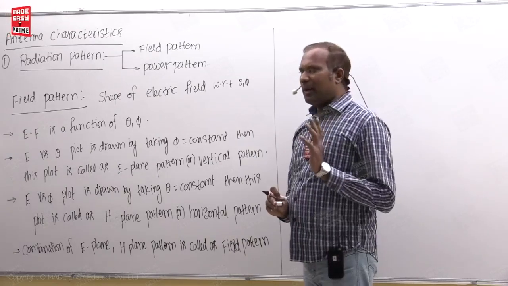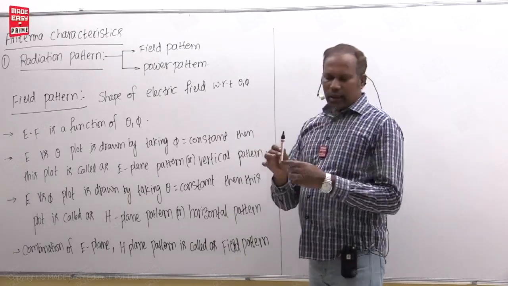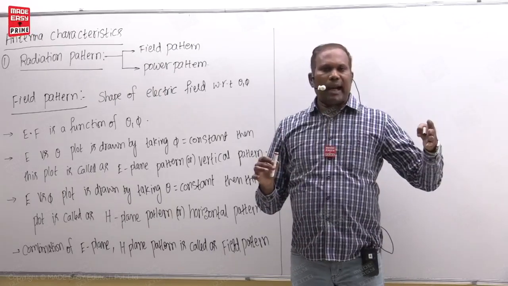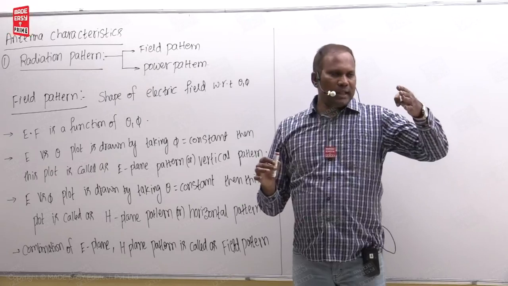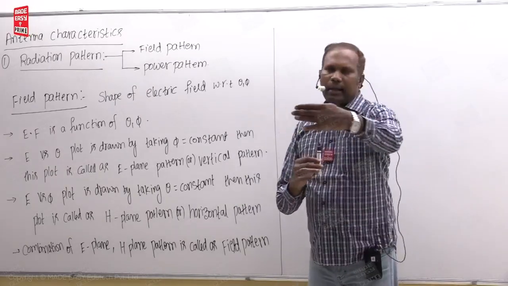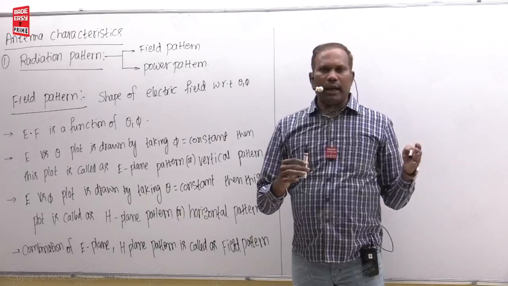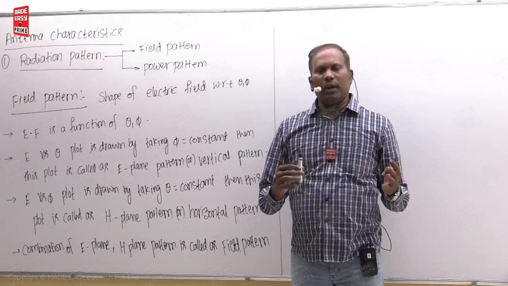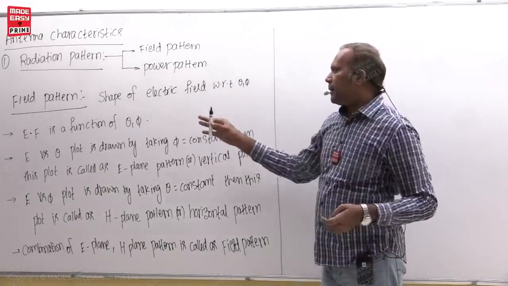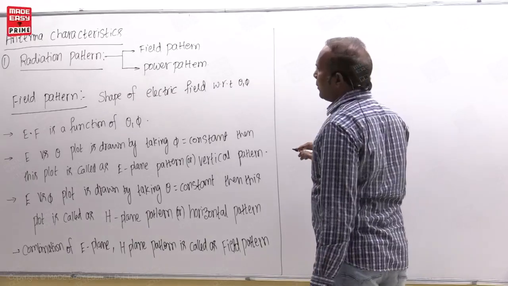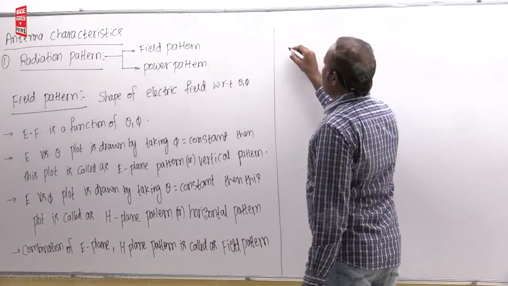Actually what we do, students, field pattern means here the antenna is there. You go to a particular distance, then fix the distance constant. Then at that distance you keep changing the horizontal angle like this, and you see the electric field values, and keep changing the vertical angle like this, then you see the electric field value, draw the plot, that is called the field pattern. Now first one we will draw that, case 1.